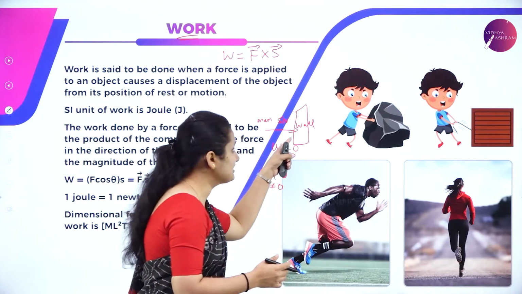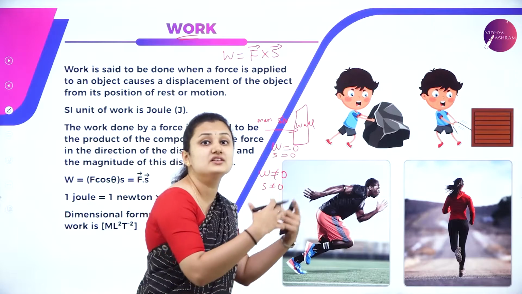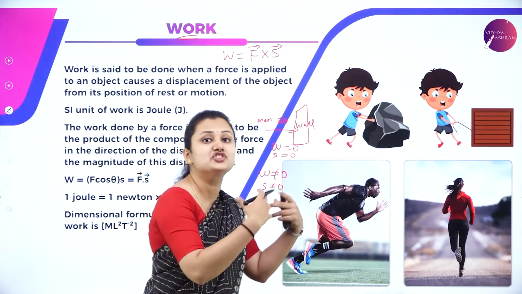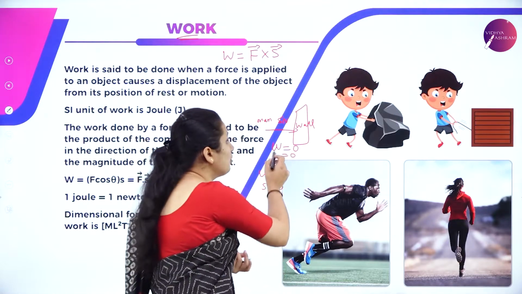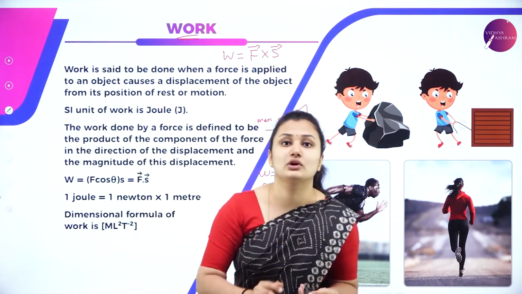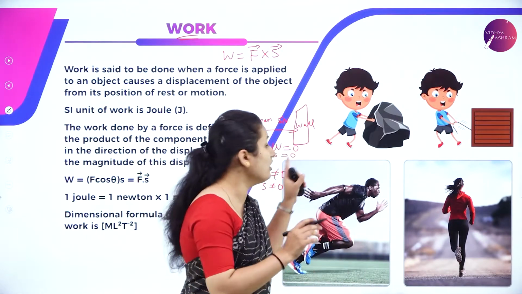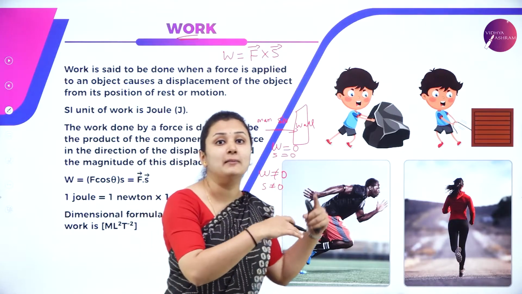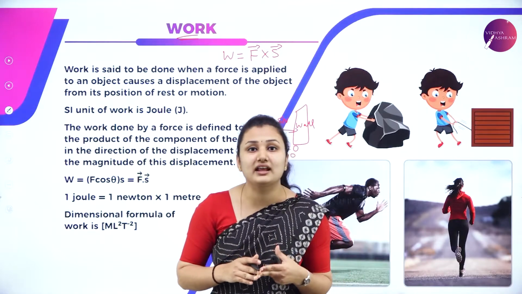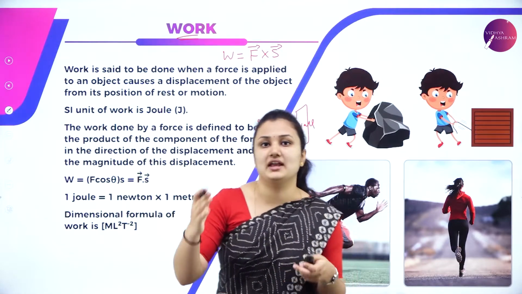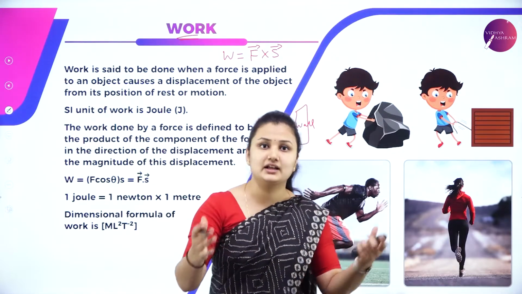In the earlier example, you can see I am pushing the wall with 5 Newton of force, but still the wall is not displaced or changing its position. That means there is no displacement, hence work done is equal to 0. Even though you are applying force, work done is equal to 0. So, if work has to be done, then there must be some displacement. Remember, without displacement, we cannot say that work has taken place.